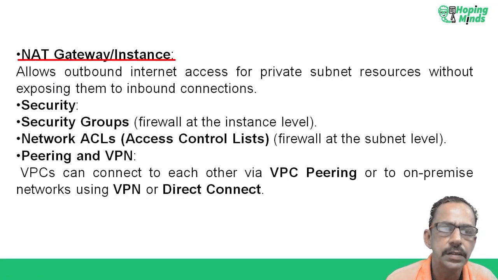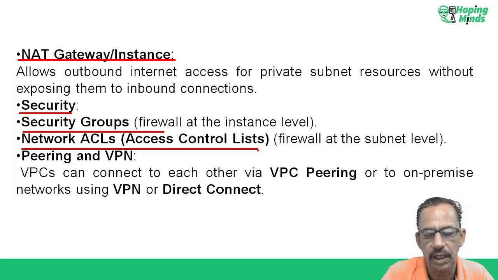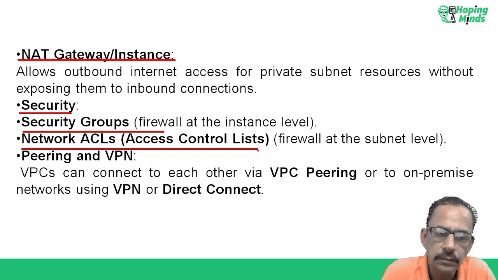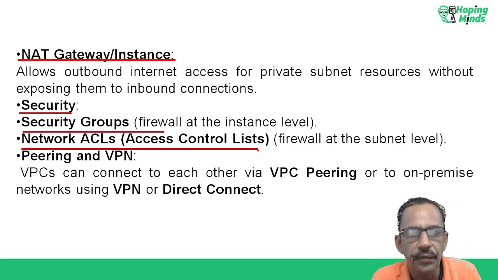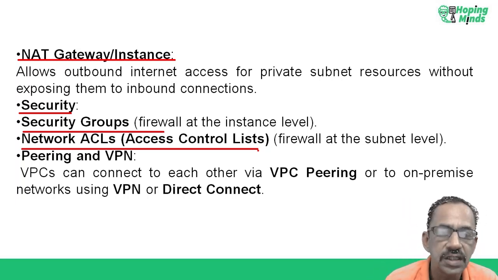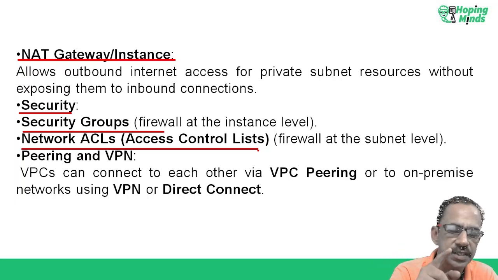NAT gateway instance, for the security we use the security groups there. We use the NACL, that is a part of VPC. When we discuss the details of the VPC sometime, then we will discuss it. Security group works at the instance level for each device within the cloud, within the subnet. NACL works at the complete subnet. There can be 10 devices, there can be 100 servers. So NACL is for the entire network, the entire VPC, and security group is for each device.